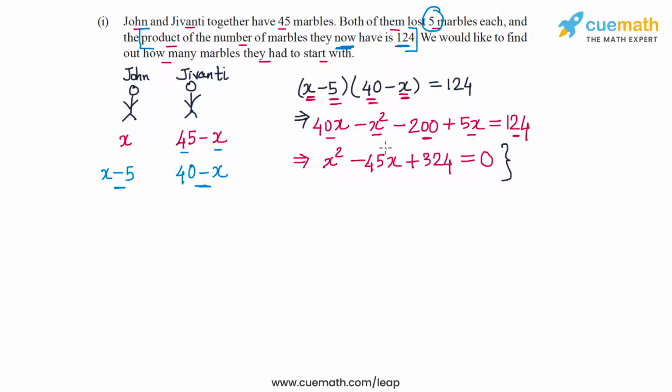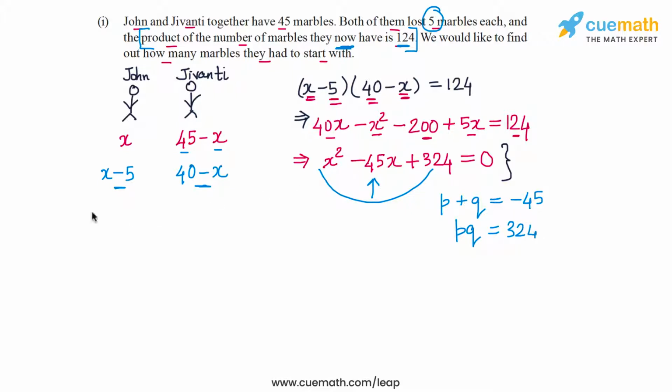Now to solve this quadratic equation, we will use factorization. We will split the middle term, and to split the middle term, we have to find two numbers whose sum is equal to minus 45 and whose product is equal to 1 into 324, or 324. So we have to find two numbers, let's say P and Q, whose sum is equal to minus 45 and whose product is equal to 324.